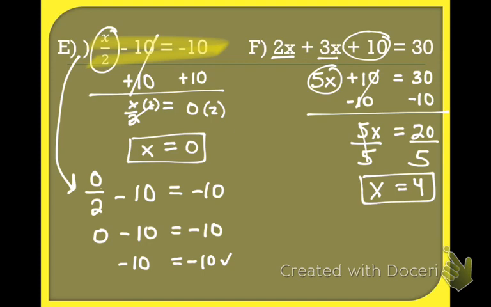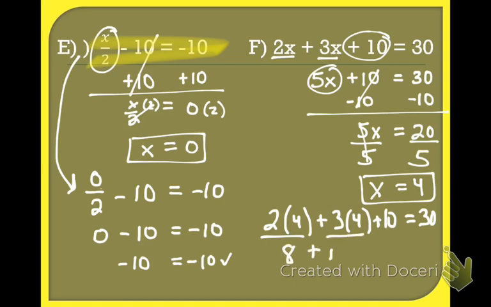This can get a little tricky, so we're going to go ahead and plug in the original problem. Instead of 2 times x, it's going to be 2 times 4 plus 3 times 4 plus 10 equals 30. So let's work this out. First up, 2 times 4 is 8, 3 times 4 is 12, and bring down plus 10. Now you can put this in your calculator or do it in your head. We know 8 plus 12 is 20, plus 10 more is 30, and that does work out because 30 equals 30.